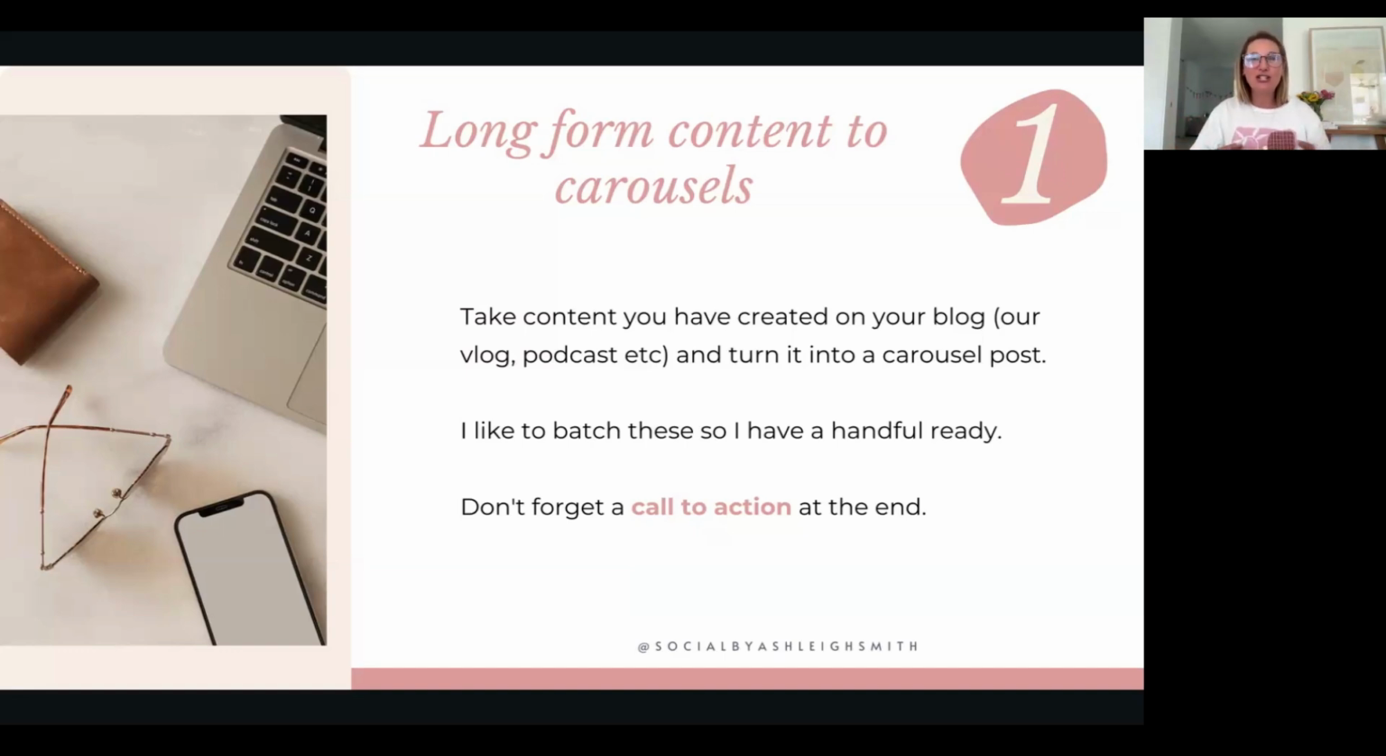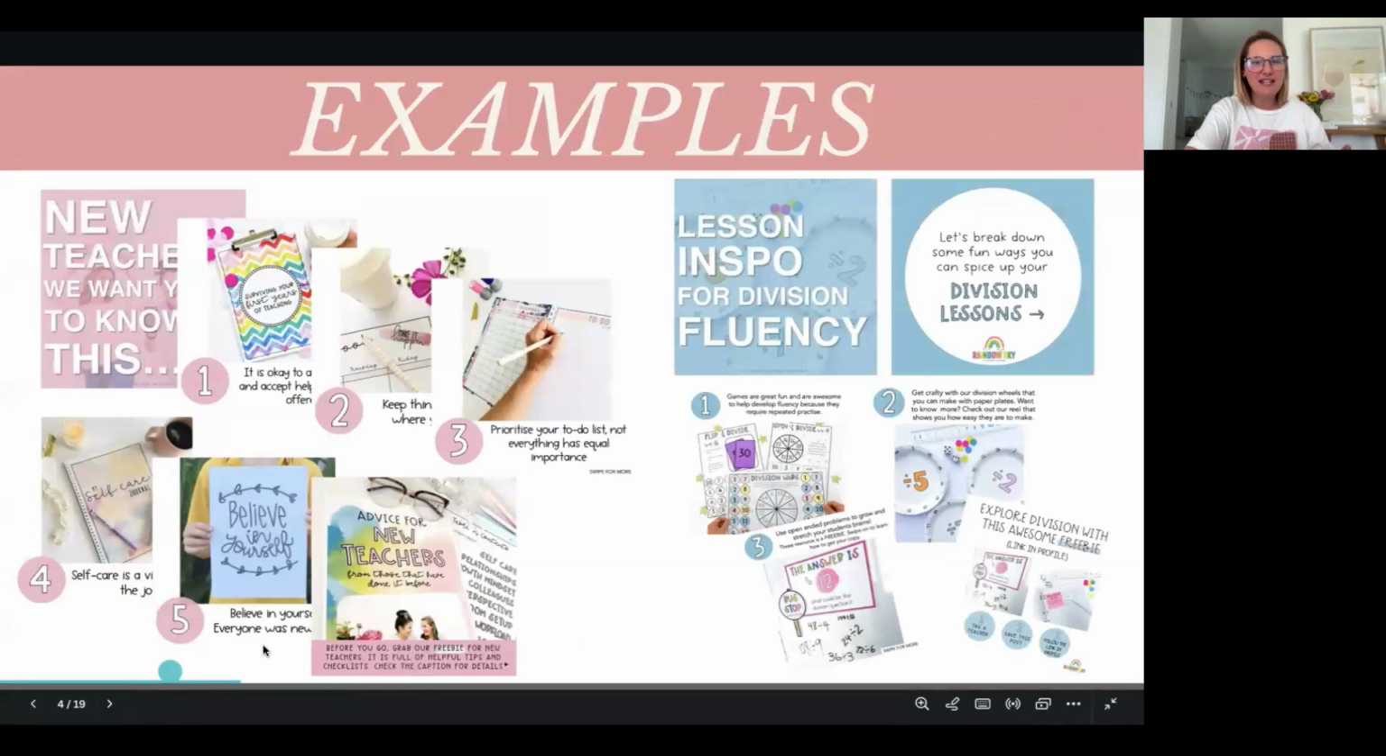So the first thing you can do is turn those blog posts into carousel posts. I like to batch them so I have a handful ready to go, and then make sure that you always have some sort of call to action at the end. So here is the product to help you do this, or make sure you follow for more good ideas like this. So something to tell your followers what you want them to do next. That's really important when we're posting on social media. Okay, so here are some examples.